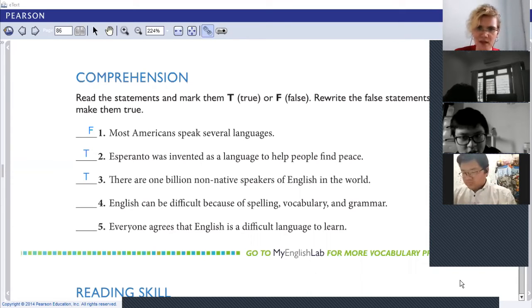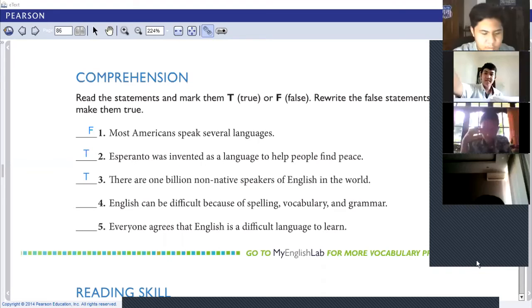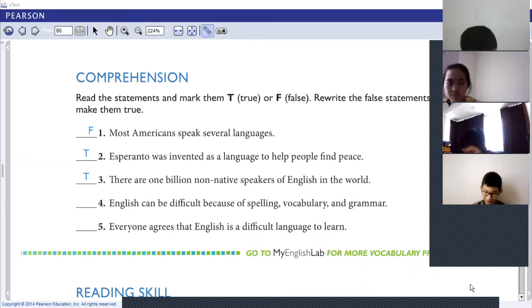Clarence, awesome. English can be difficult because of spelling, vocab, and grammar. I want to hear some girls. Girls, why don't you speak up? Irene. What's 4? It's true. Yeah, it is true. Where did you find that?